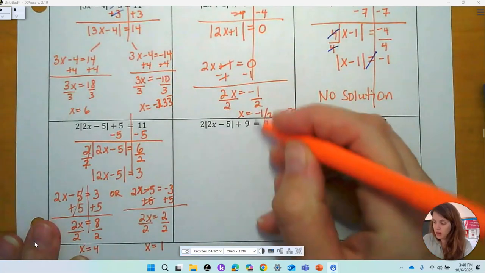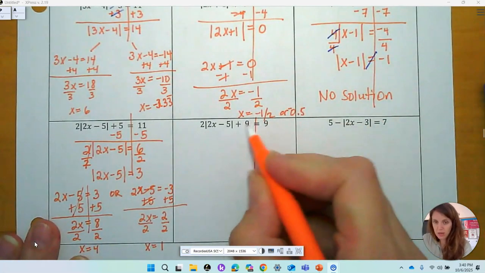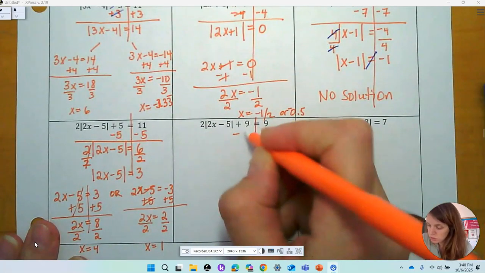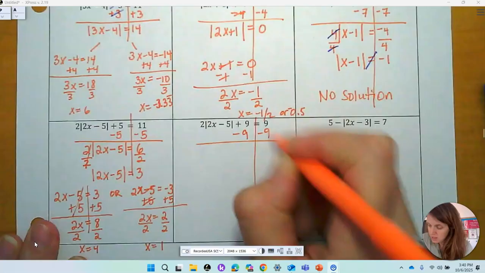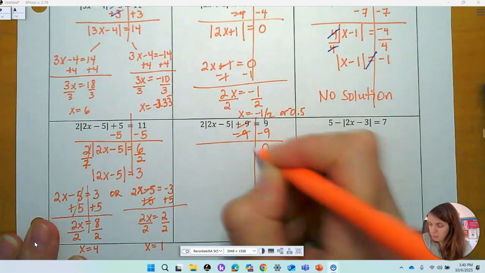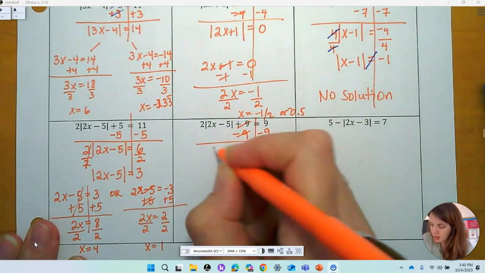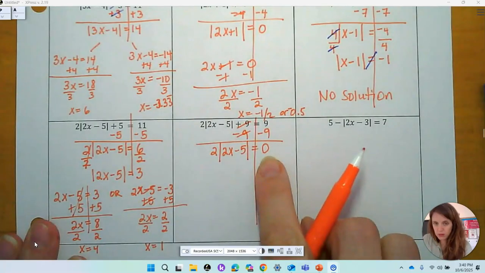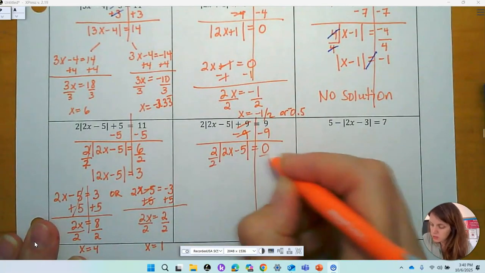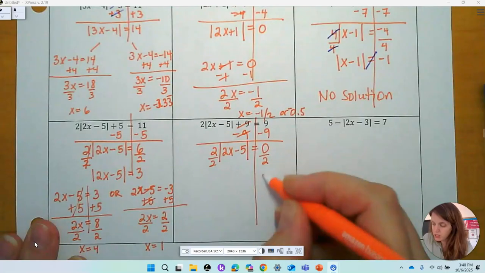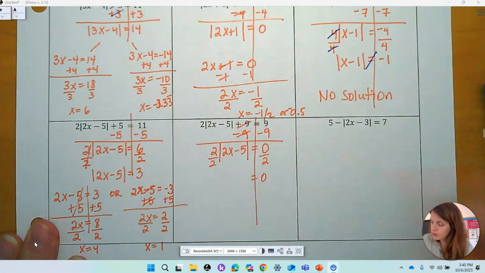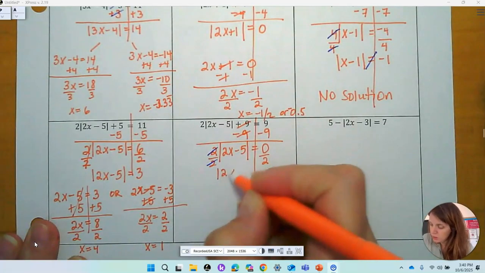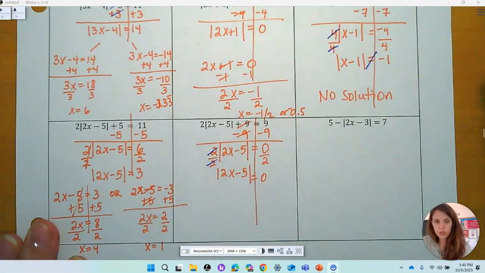On this one, I'm going to do the same. I'm going to subtract the 9, and then I'll divide by the 2. So subtract the 9. That gives me 0. 9 minus 9. I have 2 multiplied by the absolute value of 2x minus 5 is equal to 0. Divide by 2. 0 divided by 2 is still 0. 2 over 2 cancels, and we get the absolute value of 2x minus 5 is equal to 0.